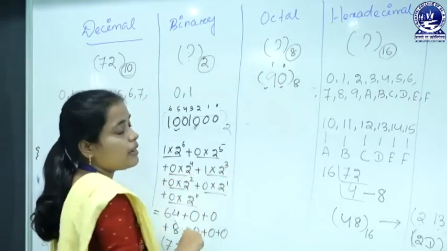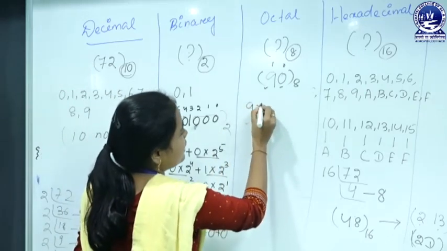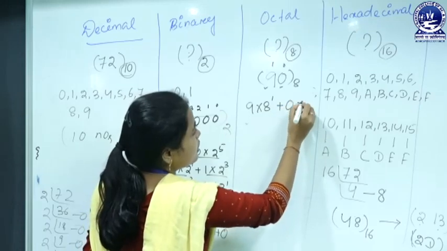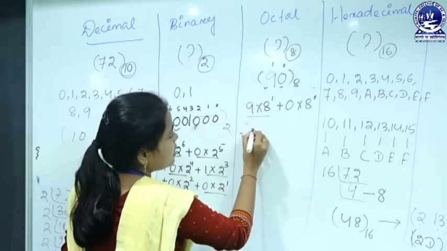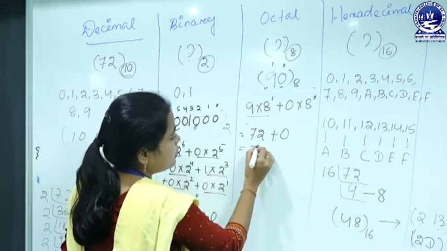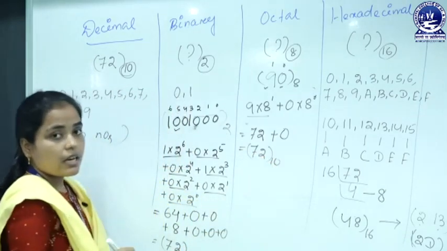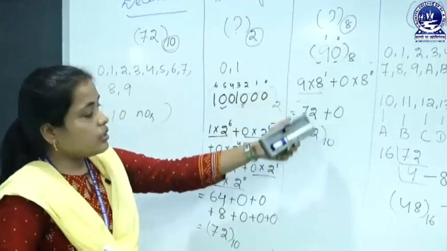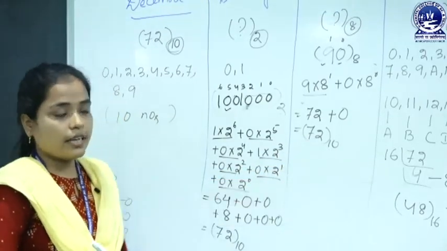Here we will multiply by the power of 8. That means 9 into 8 to the power 1 plus 0 into 8 to the power 0. So what is the value? It is 72 plus 0. It becomes 72. Base is our 10, because we are representing this octal value in its decimal form. That is why I am writing the radix as 10.